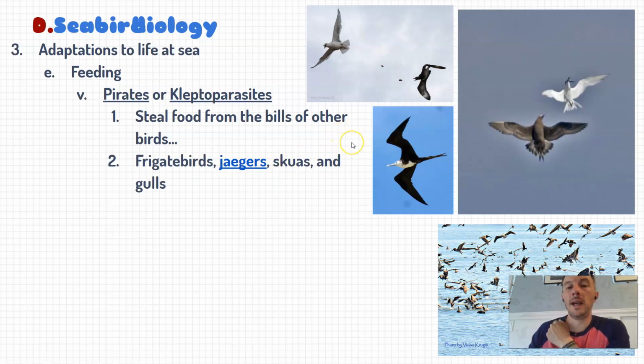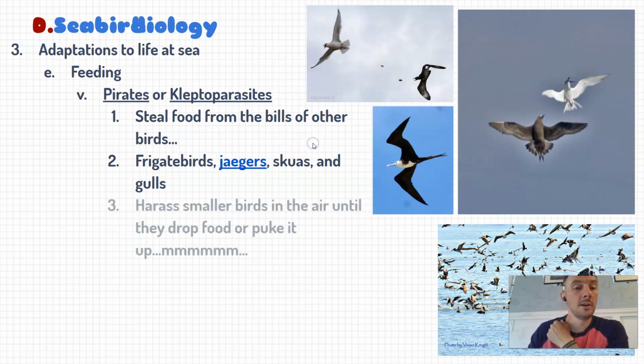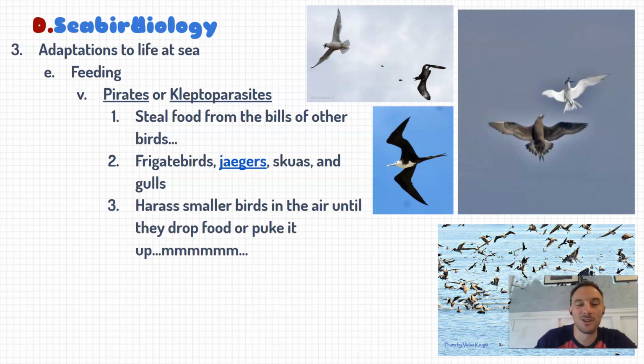They will come at like 100 miles an hour from the sky above as this bird is cruising along thinking life is good, and just kick it right in the back of the head at full speed, making this bird drop its food. Oftentimes the gulls and other birds will just drop their food when they see a jaeger coming because they know pain is on the way. Pretty fun to watch, actually. Okay, they harass smaller birds until they drop their food.